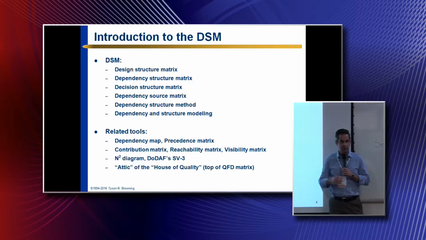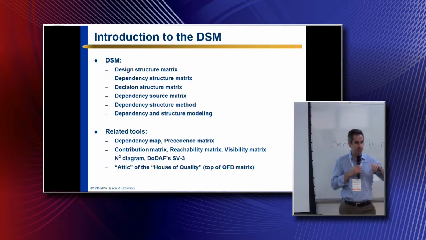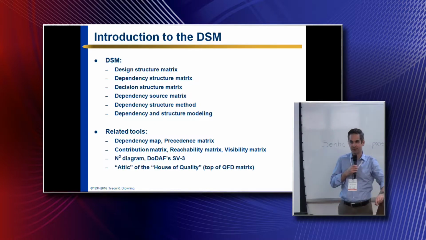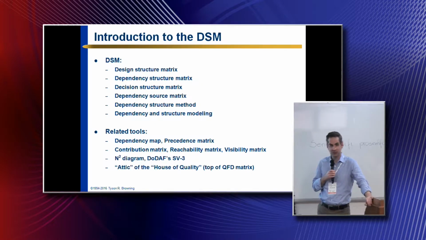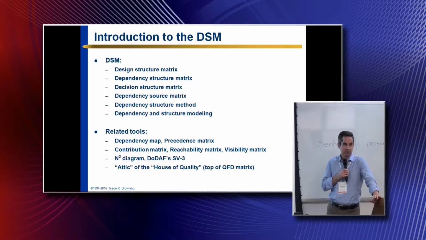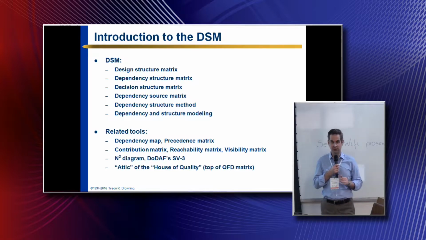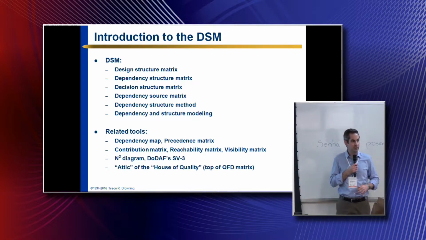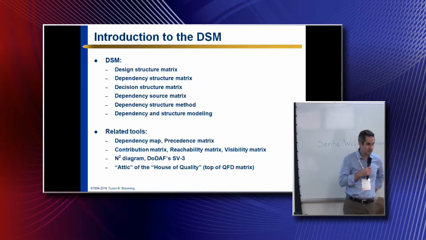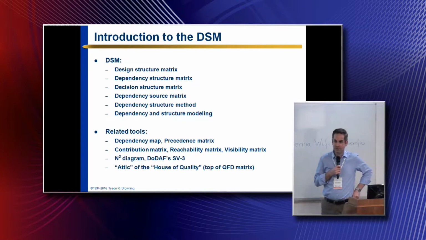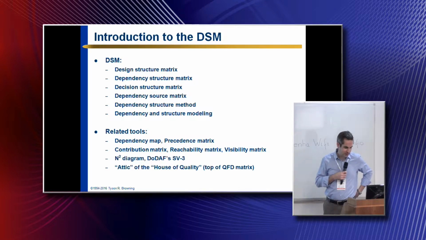If you've used QFD, quality function deployment, sometimes people use an attic or roof on this so-called house of quality. That's essentially half of a DSM. And so there's a lot of matrix-based methods out there, some of which are not DSM. The way to tell is that DSM is always a square matrix, not a rectangle. So there's a lot of rectangular matrices out there that have important uses, but to be a DSM, it's got to be a square matrix. So we'll get to rectangular matrices later, DMMs, domain mapping matrices.